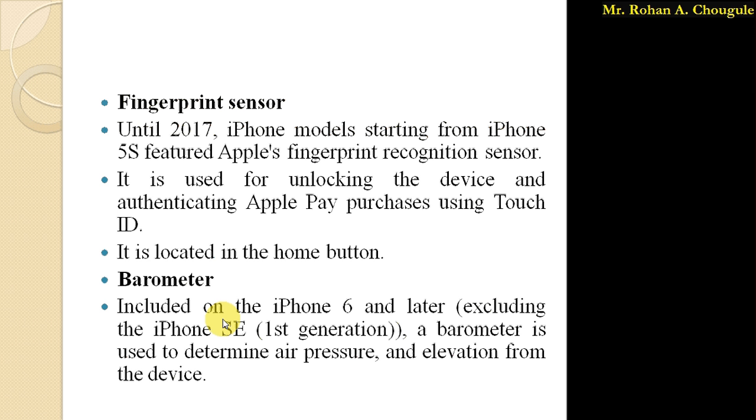Then we had the barometer. This barometer is included on iPhone 6 and later, excluding the iPhone SE first generation. Basically the SE has two variants, the iPhone SE first generation and the iPhone SE second generation. The barometer is used to determine the air pressure and the elevation from the device.